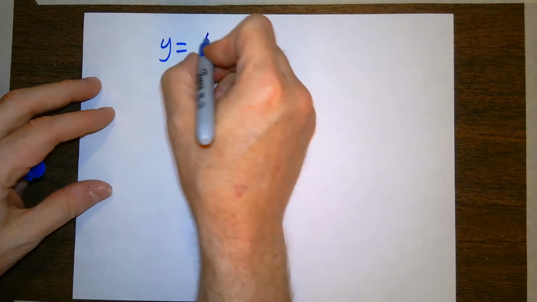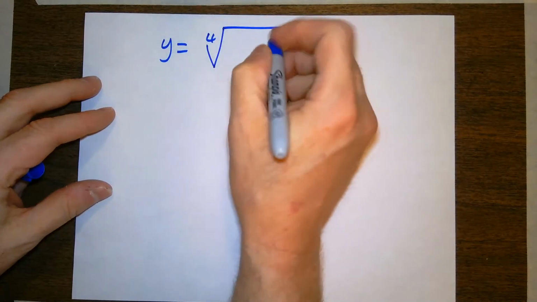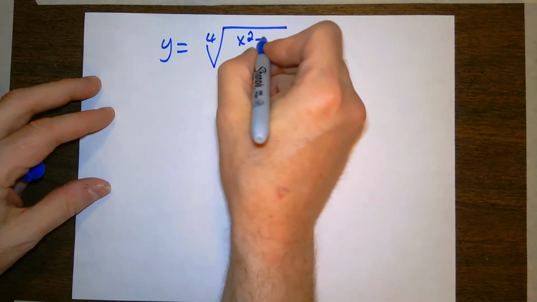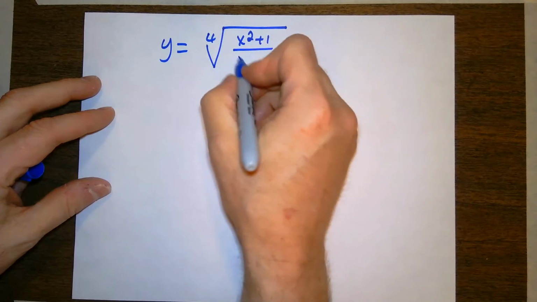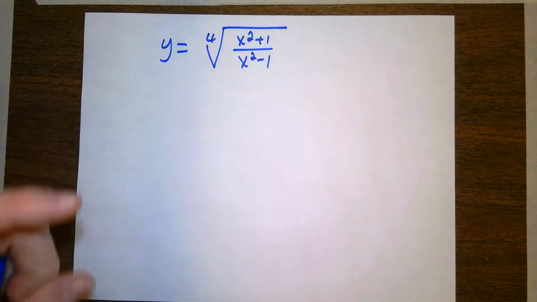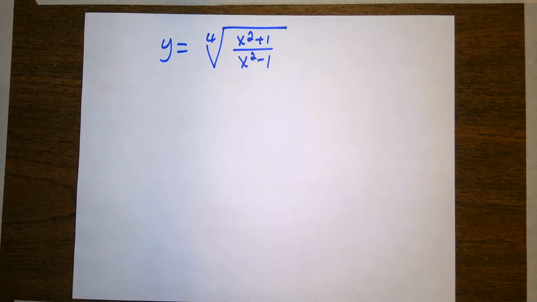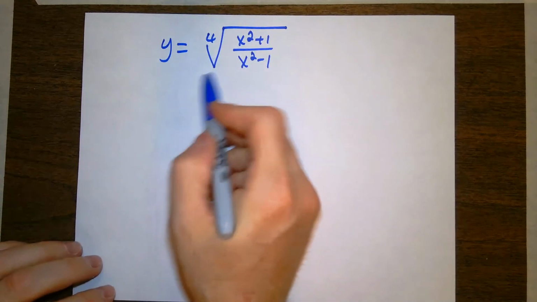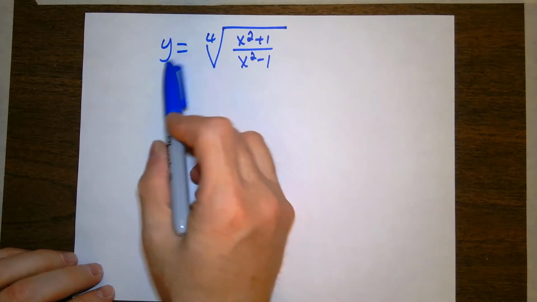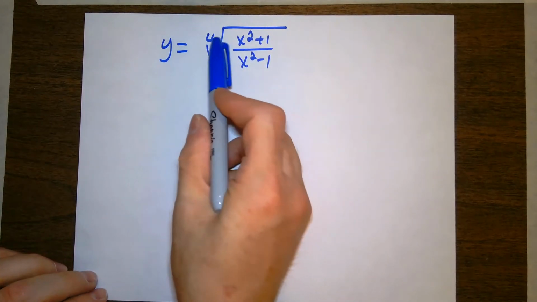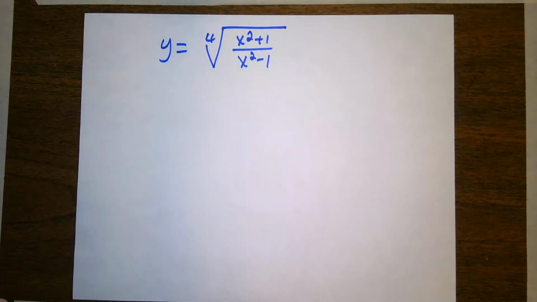y equals the fourth root of x squared plus 1 over x squared minus 1. Oh yeah, all sorts of horrible, ugly things going on in here. Now, why are we looking at this under our logarithmic differentiation? Well, because I can simplify this by taking the natural log of both sides, and then I can deal with this and I can break it up.